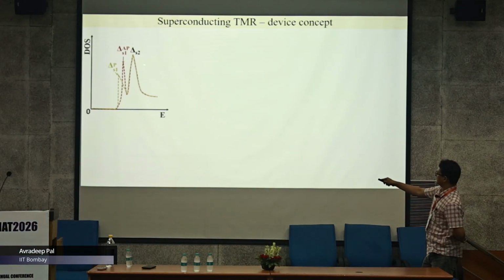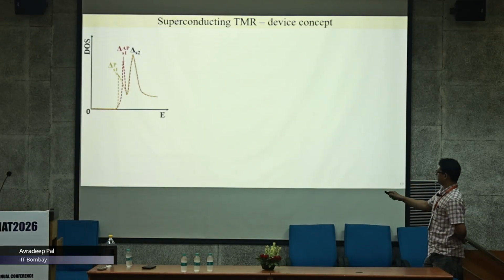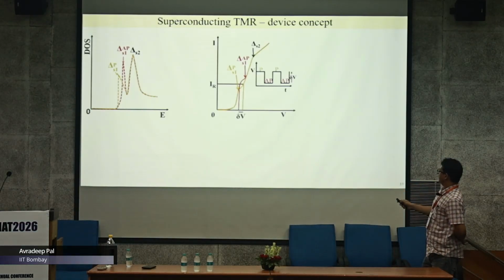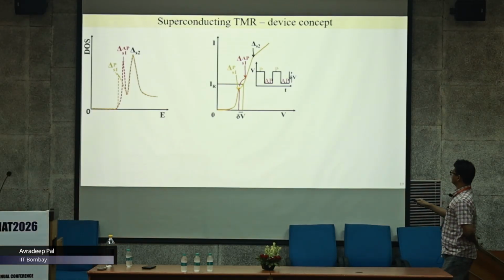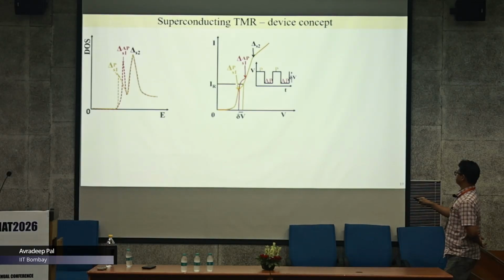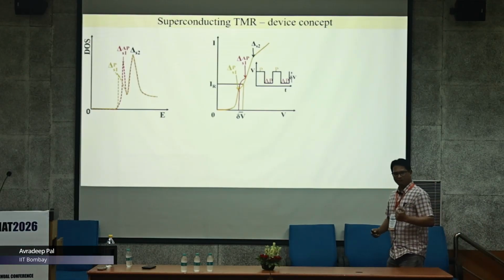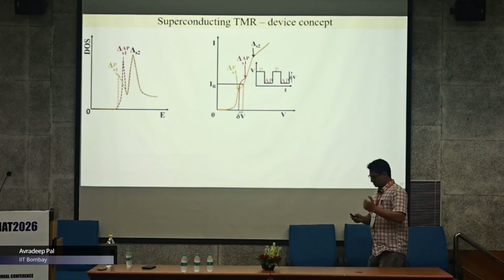So this is the gap of the upper superconductor. This is the gap of the lower superconductor. I should be able to toggle between these two. That should give me an IV response like this. So this is the high gap, this is the low gap. If I stand at a current, some read current over here, you see I should be able to toggle between these two voltage states. And that should give me my bistable tunneling magnetoresistance memory.